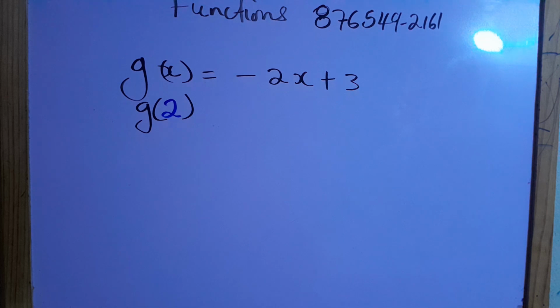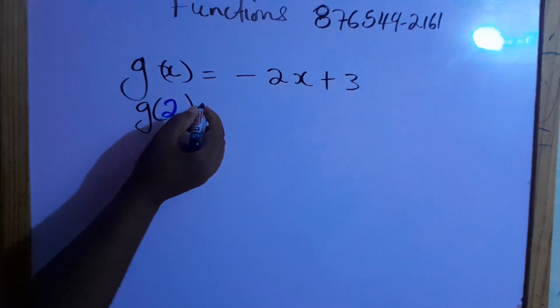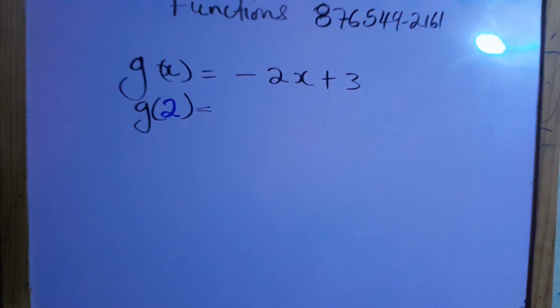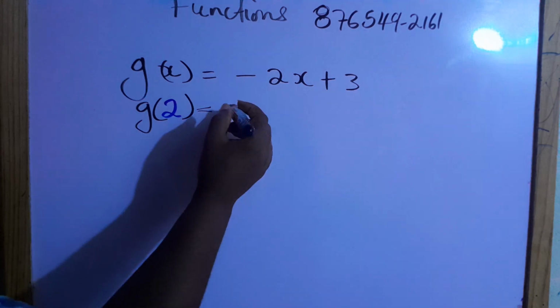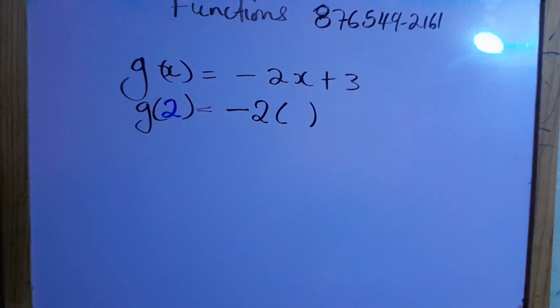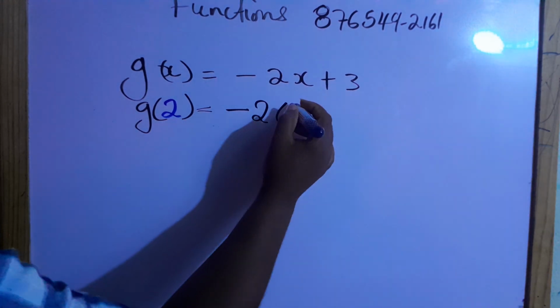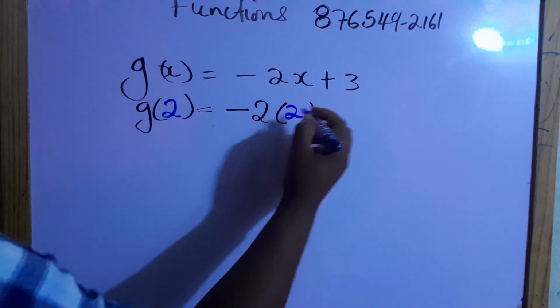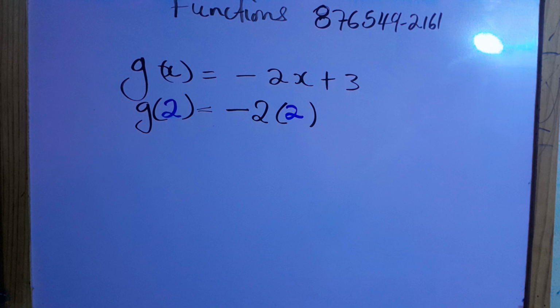It's the same process basically. All we're doing is wherever we see x, we replace it with 2. So we have minus 2, replace the value of x with 2. So there we go. Simple as that, guys.